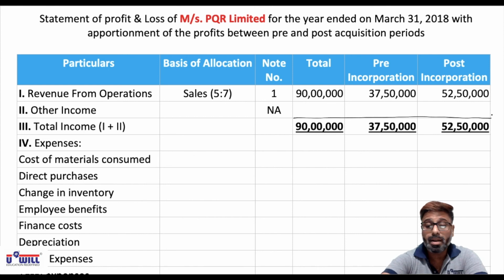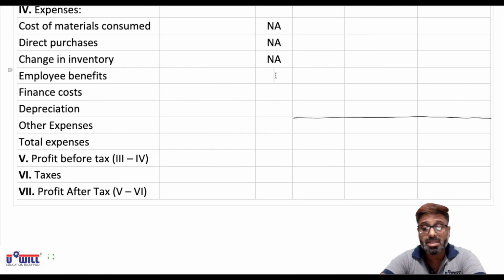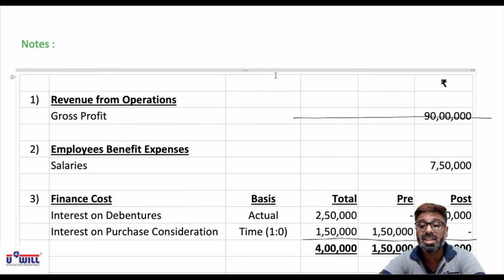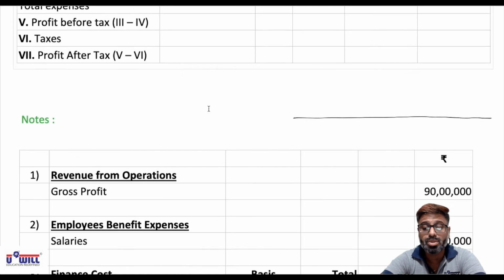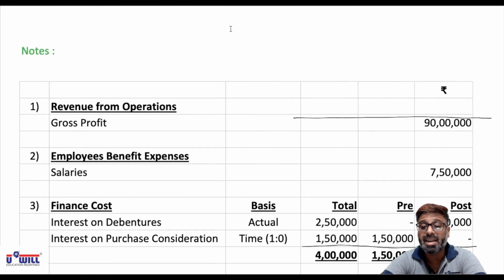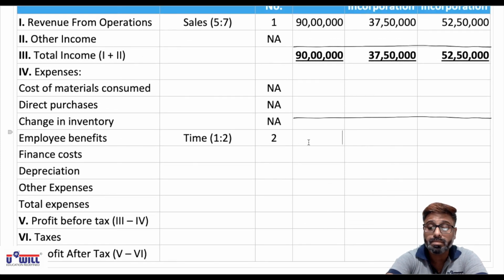Now, cost of materials consumed, direct purchases and change in inventory are not available. Employee benefit expenses, note number 2, 7,50,000. Basis of allocation will be time ratio 1:2. Now 7,50,000 into 1/3 is 2,50,000, and 2/3 is 5 lakhs.